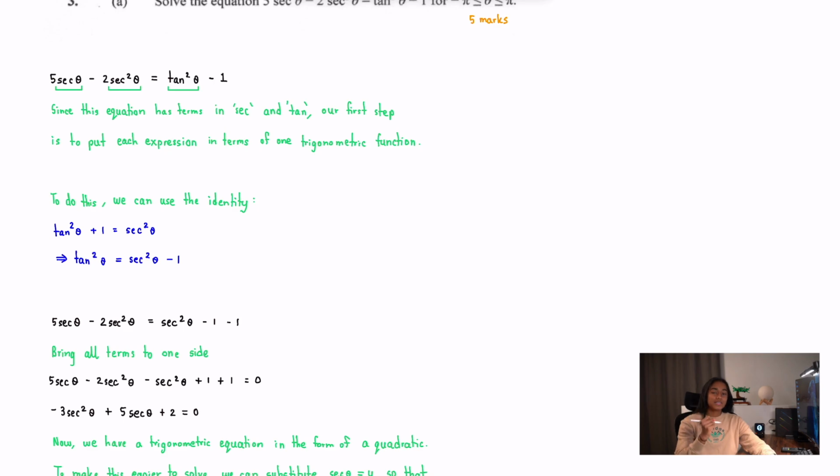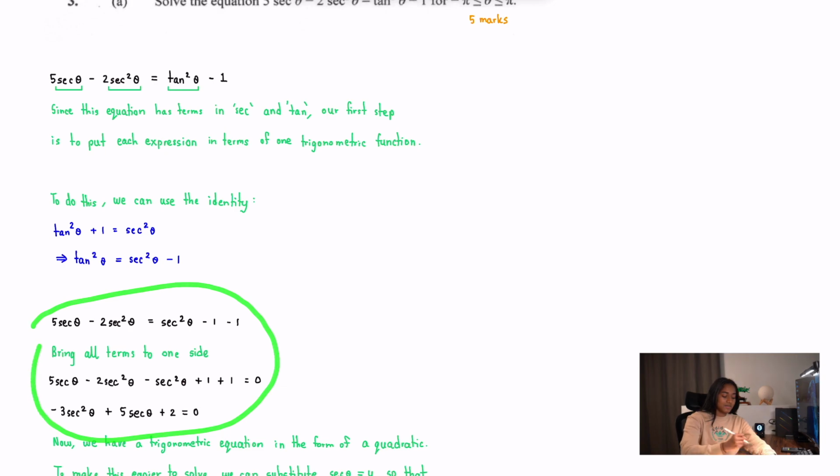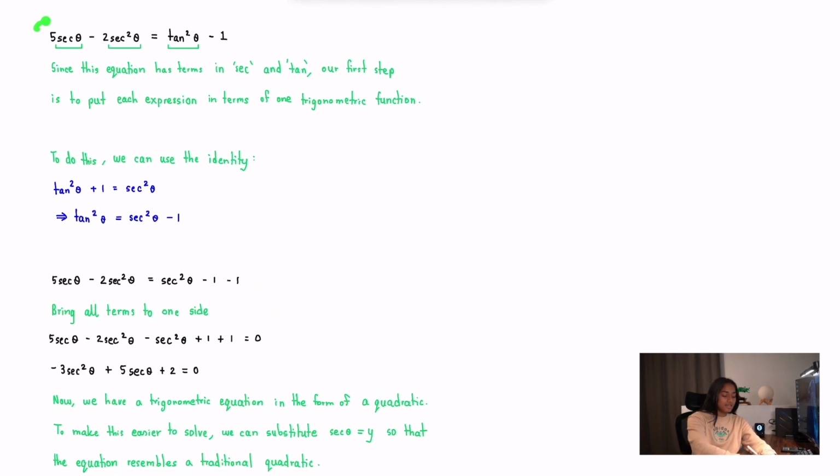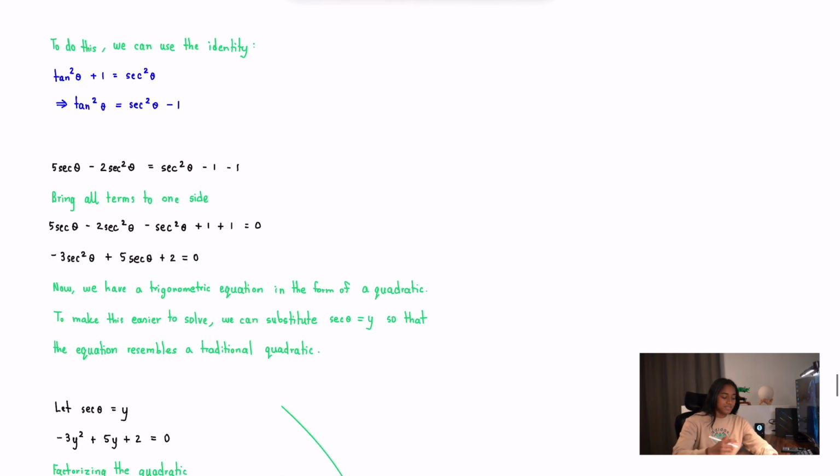Now we're going to manipulate this identity to be able to substitute it and then simplify. Alright, so notice how we turned this with tan in it to only sec by using this identity. Alright, that's what we always want to do. We want to be able to use these things and manipulate them to be able to substitute it to get what we want. So after we substitute and simplify, we notice that we have a trig equation in the form of a quadratic. And we know this because of this square here.